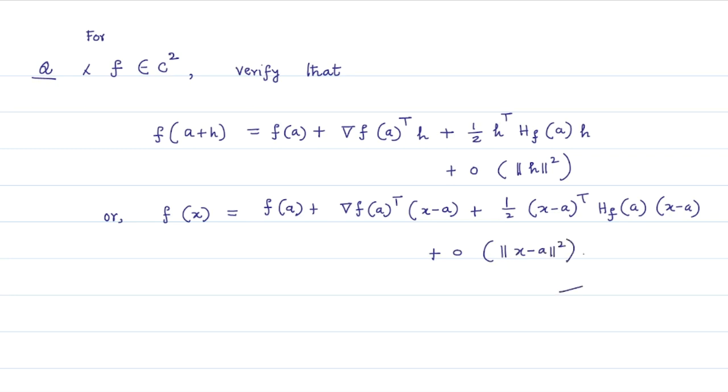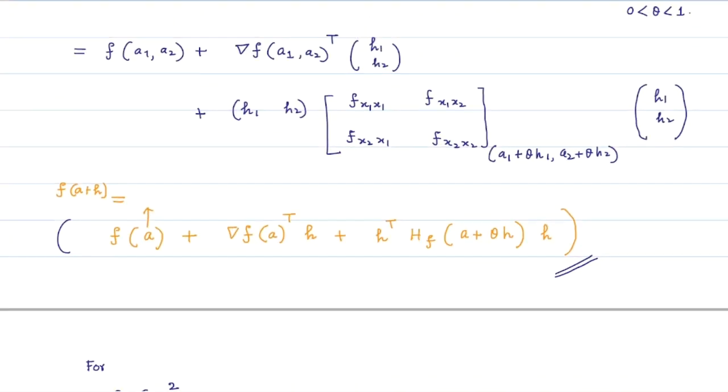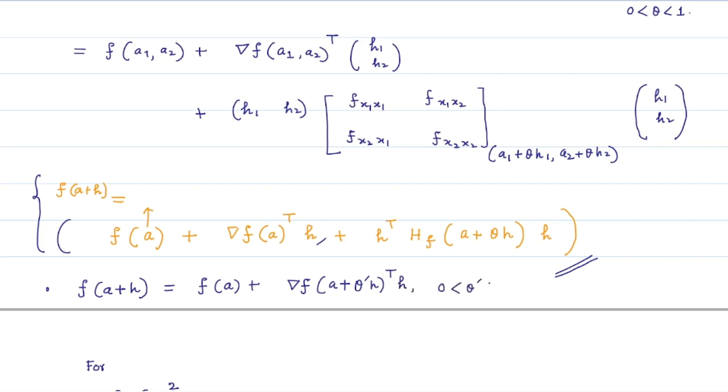With this, I end this lecture here. But before that, let me mention that this expression, f of a plus h equal to this entire expression, is referred to as the second order mean value theorem for functions of several variables. In fact, if we end with the first order term, that is, if we write f of a plus h only as f of a plus grad f evaluated at a plus some theta dash times h, transpose h, where theta dash is some number in between 0 and 1, this equation is referred to as the mean value theorem of first order for functions of several variables.